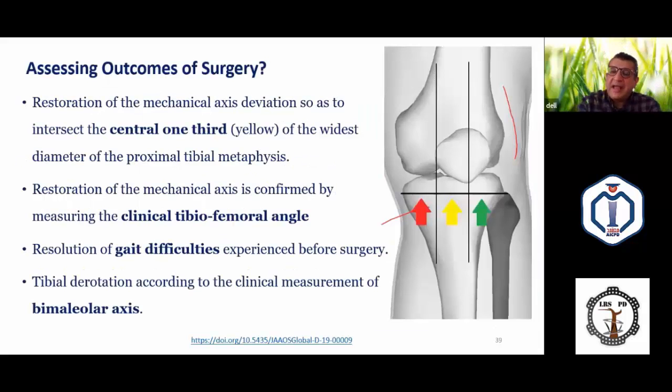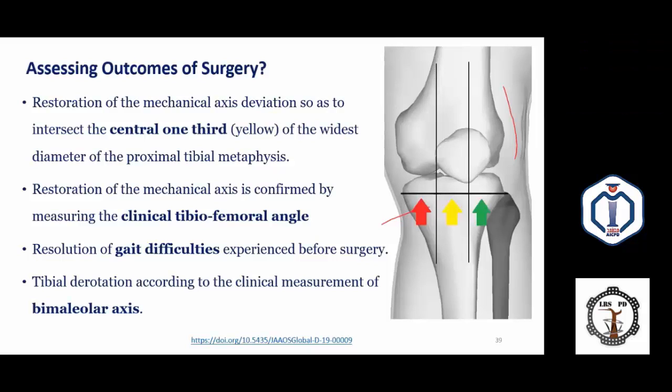Assessing the outcomes of surgery, again, I have put the demonstration of the 3 zones that we have used to assess patients, to propose the indications, assess the severity of deformity, and we will also use them to assess the outcomes. As you can see here, the yellow arrow is the central 1/3, and the green and the red represent the mechanical axis deviation. If the mechanical axis does not fall in the central 1/3, then this is a deviation.